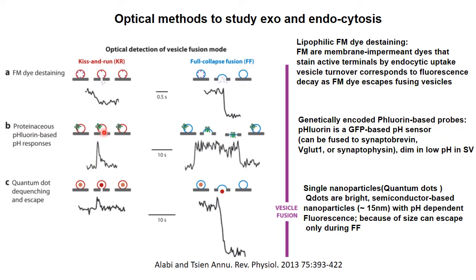But if it's kiss and run and you have very quick closing of this pore, then you will very quickly lose this fluorescence. On the other hand, if you have a full fusion, this is going to lead to a sustained increase in fluorescence.